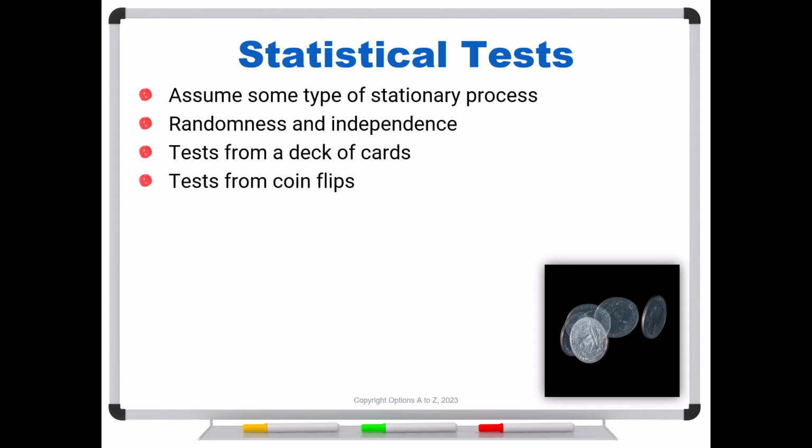What about tests from coin flips? Same idea here. If we get a head, it was not influenced by the previous flip, and it does not influence the next flip. So this is what most of your statistical tests are going to assume. But as we're going to find out, this is not at all how the stock market works. But before we do that, let's go to an Excel demonstration and take a look at a distribution of coin flips.